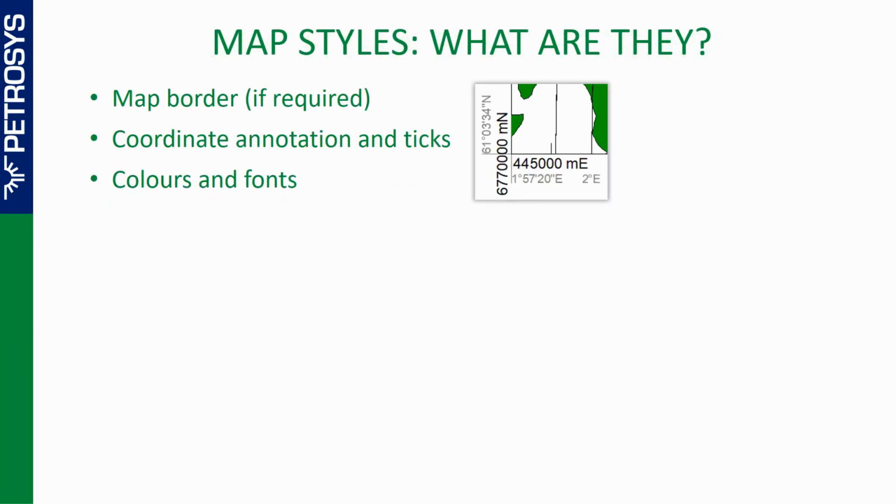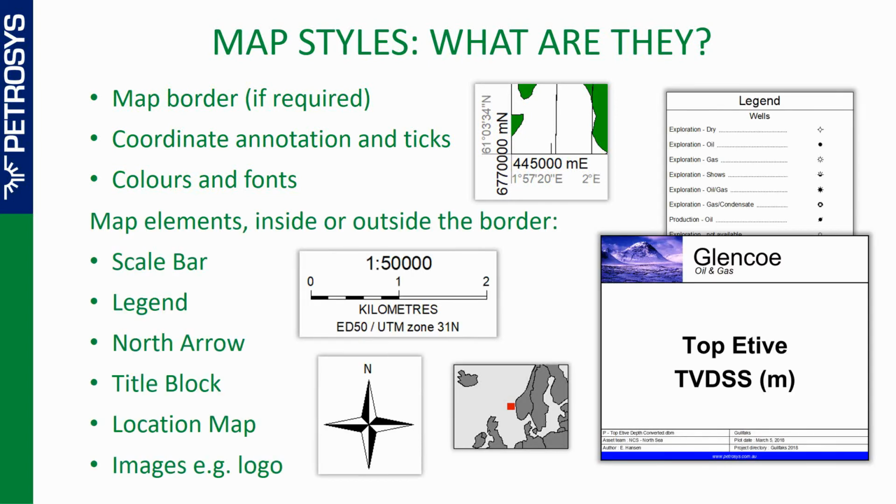So what are map styles? The map style includes the map border if there is one. You can choose to have everything inside the border, so it could also include your title bar. It includes coordinate annotation and grid ticks, the colours and fonts of things like annotation in the backgrounds. It also includes map elements which can be displayed inside or outside the border. So we have things like the scale bar, legend, north arrow, title block and location map, and if you choose you can also have an image stored as part of a style, so something like a company logo.